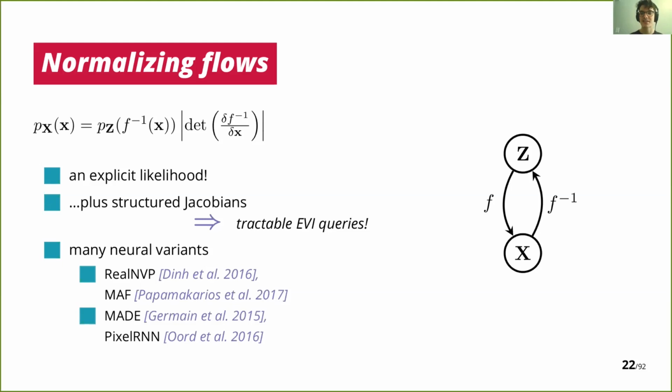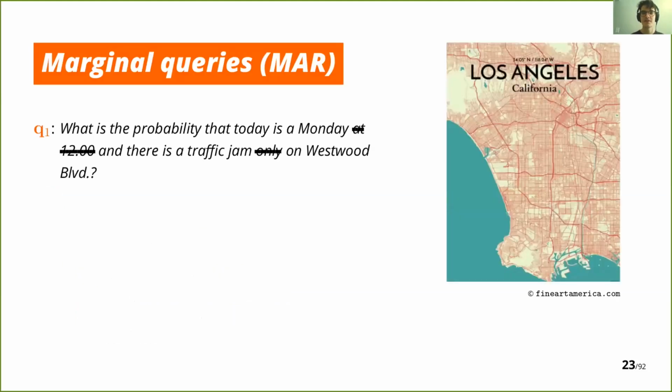Let's move to the next class of queries, which is going to be marginal queries. With respect to the previous example, now we're just interested in the probability that today is a Monday and there is a traffic jam on Westwood Boulevard. This is our initial example, right? We don't care about the time. We don't care about all the other streets.